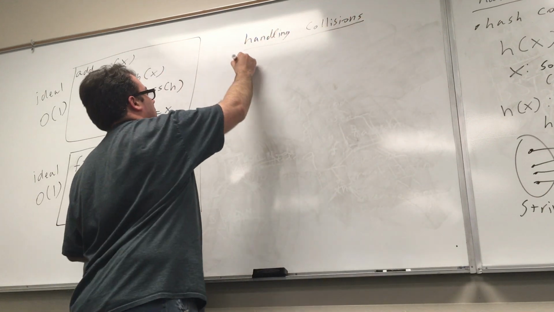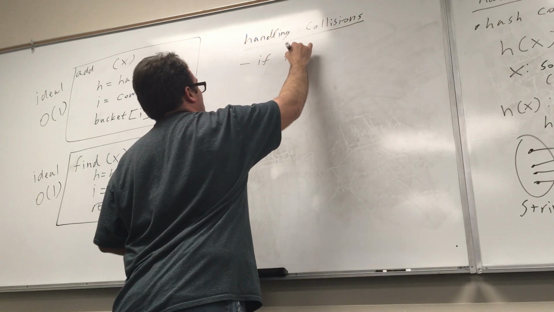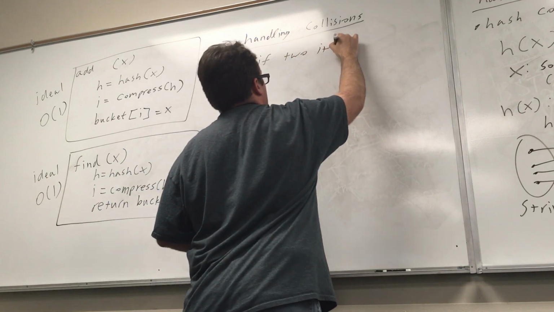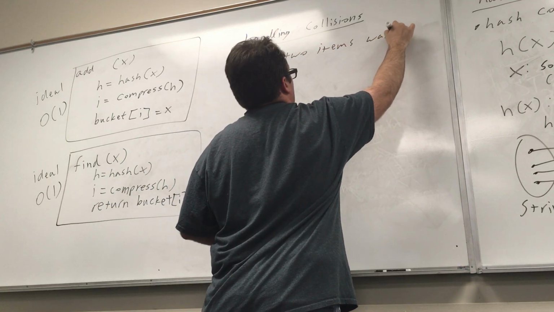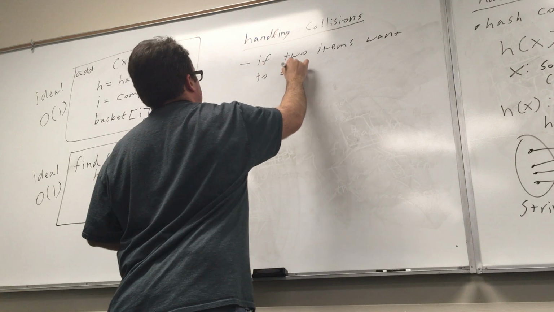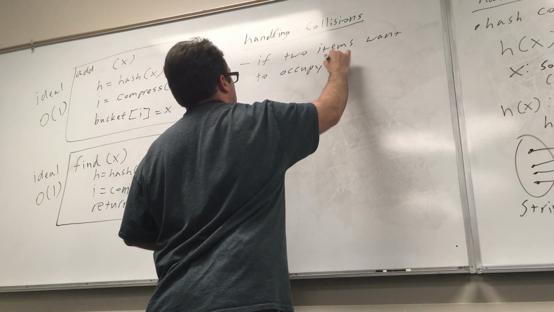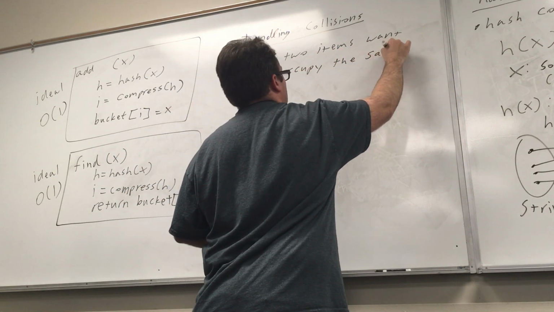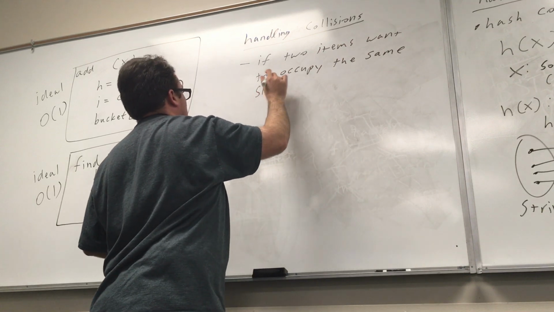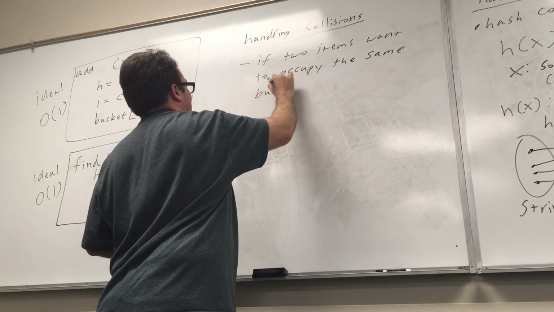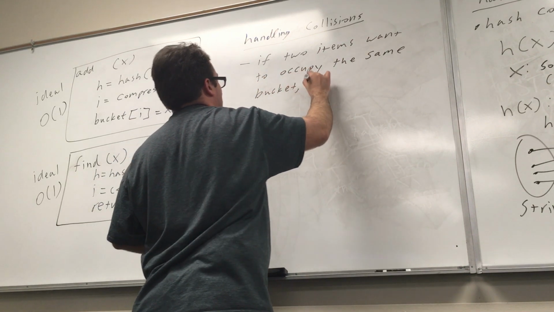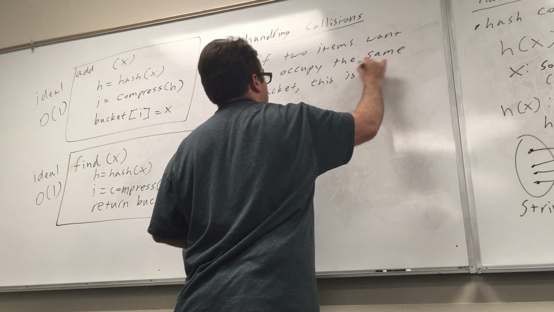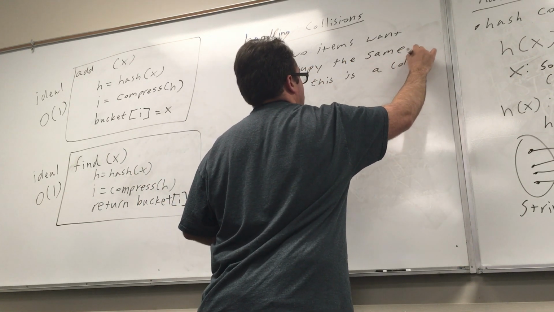So in a hash table, if two items want to occupy the same space, the same slot, or same bucket, this is a collision.